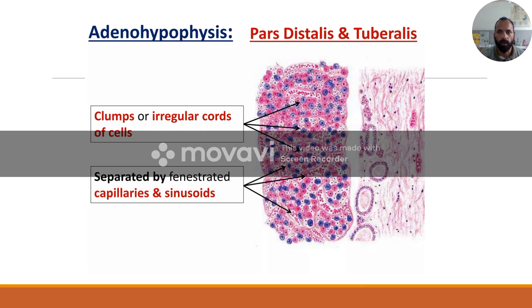So this is a high magnification of the pars distalis and the pars tuberalis. You can see by the arrows that the cells are arranged in the form of clumps, and they are separated by capillaries. You can see here in this arrow, there is a capillary, and here there is a capillary. Many capillaries will be there.